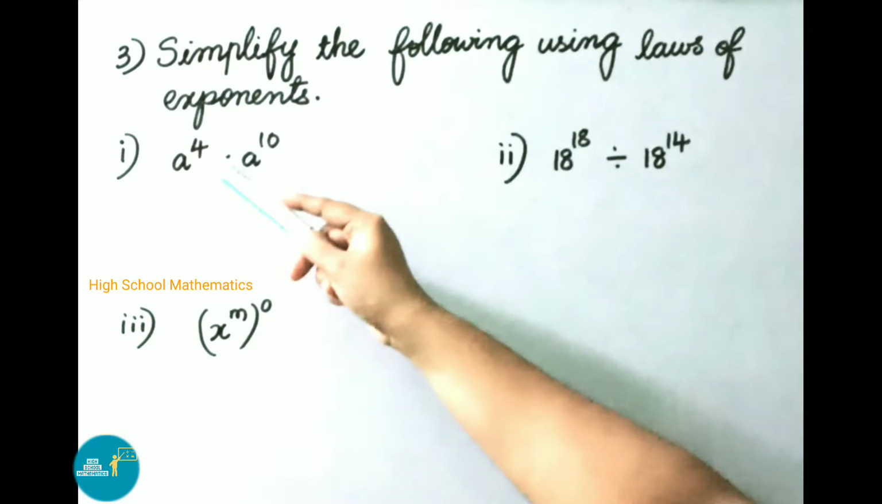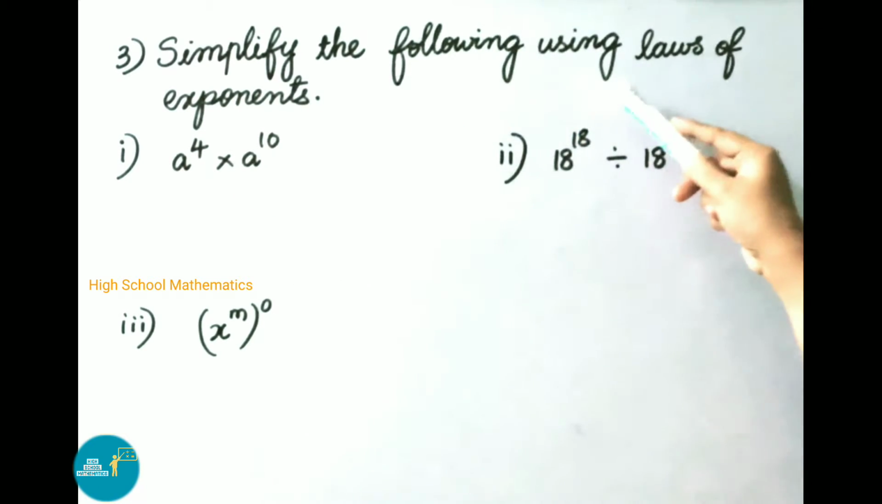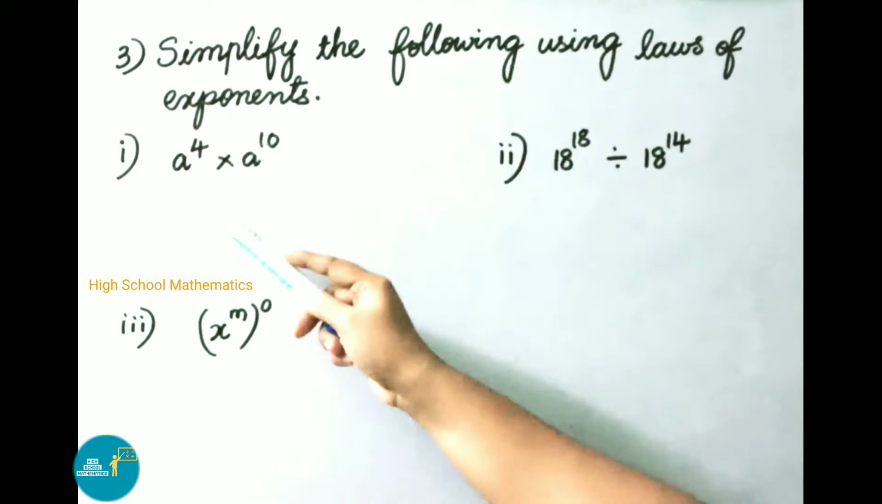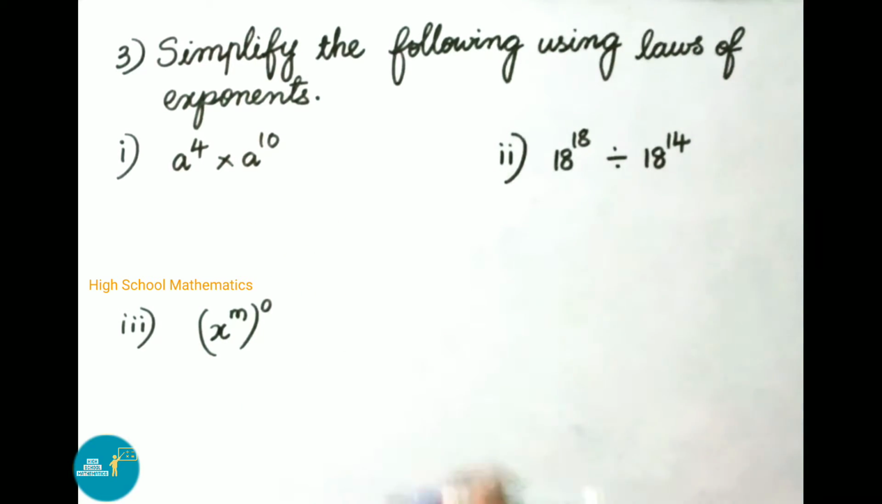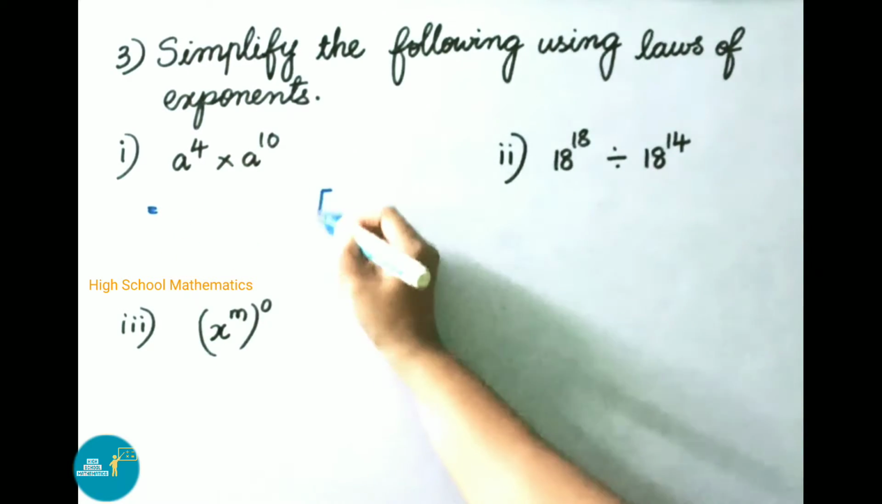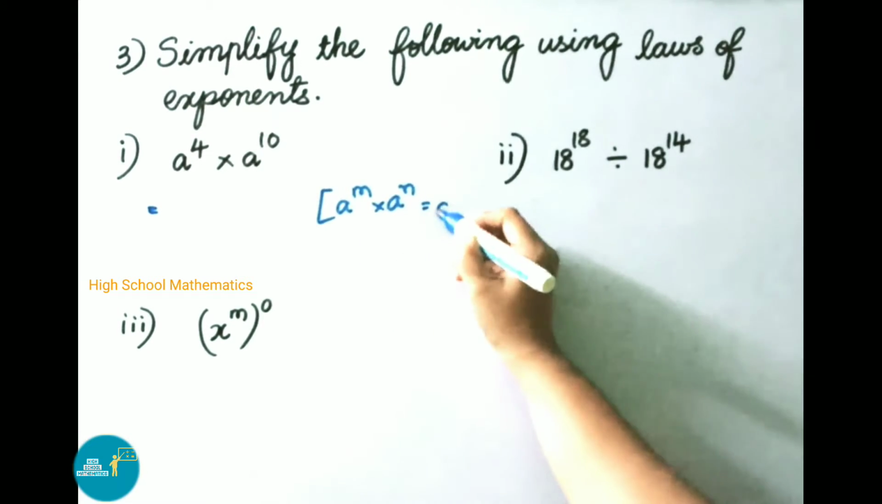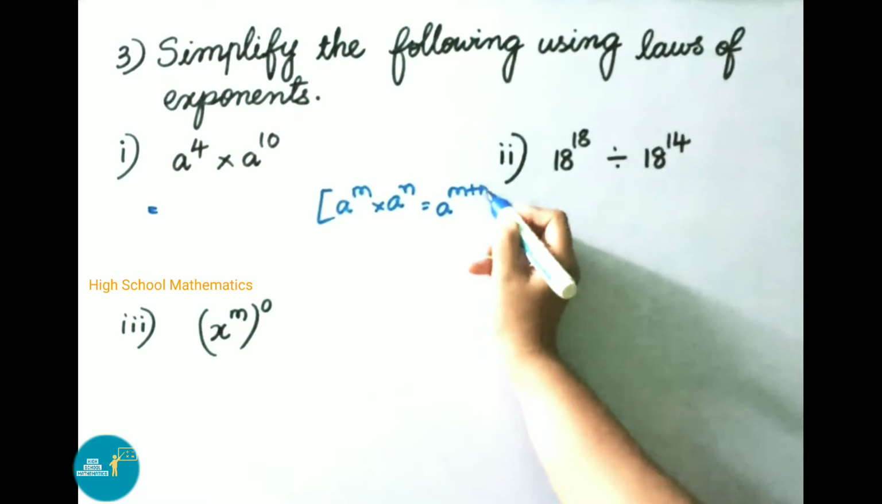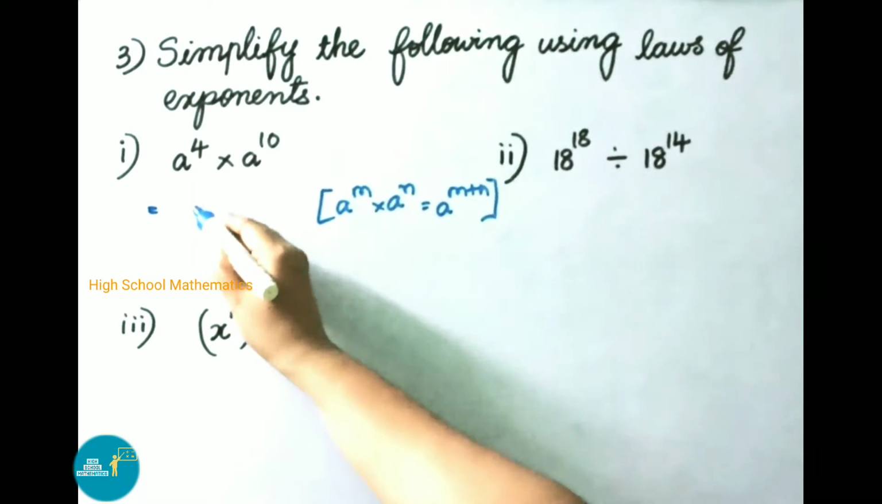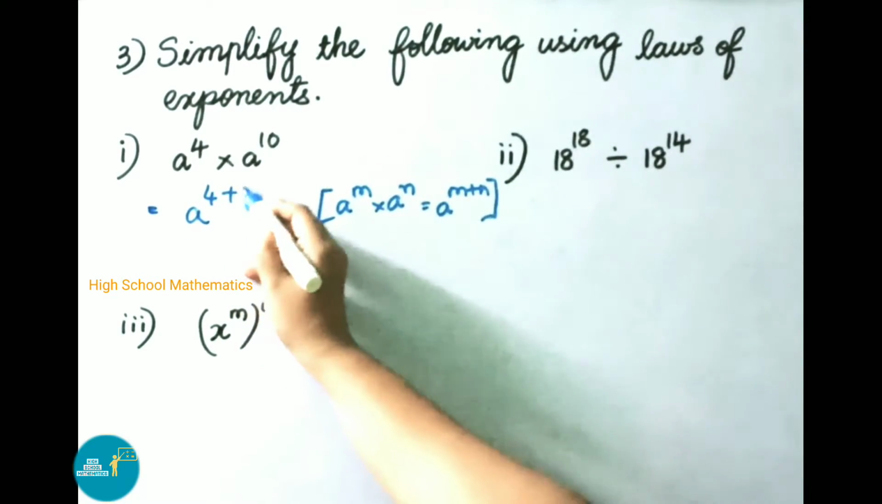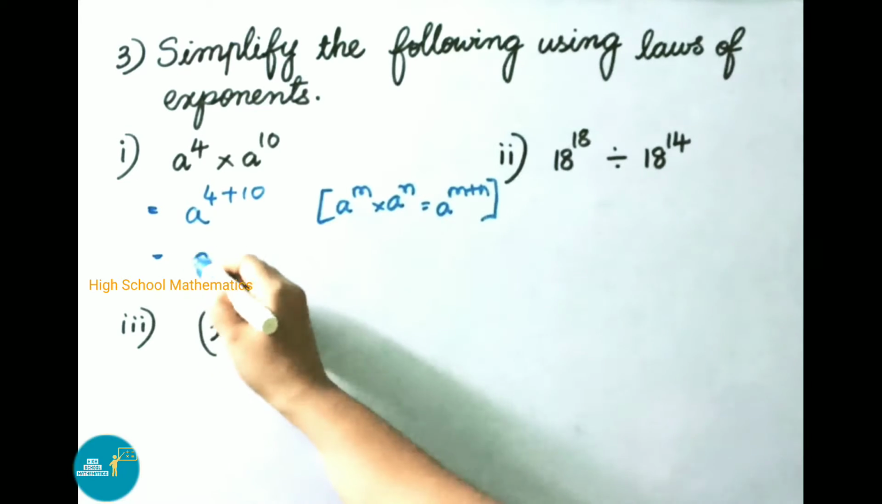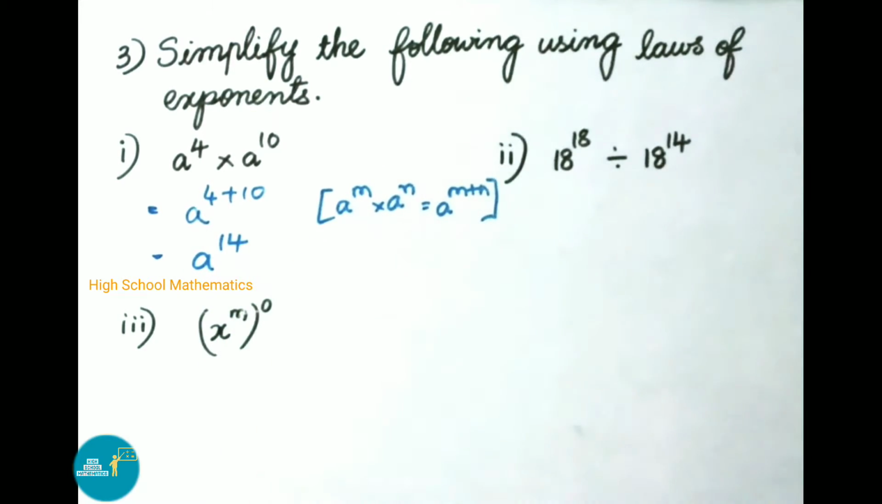See now question number 3. Simplify the following using laws of exponents. See the first sum, a power 4 into a power 10. It is looking like the formula a power m into a power n equals a power m plus n. So it can be written as a power 4 plus 10, that equals a power 14.